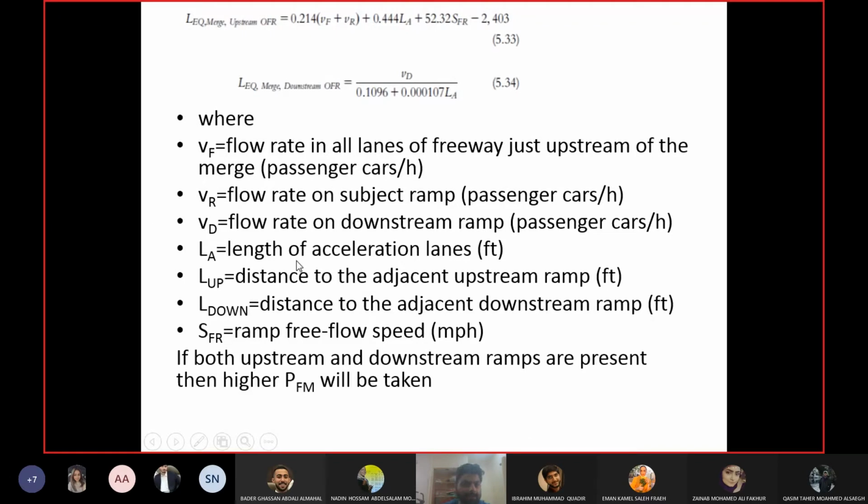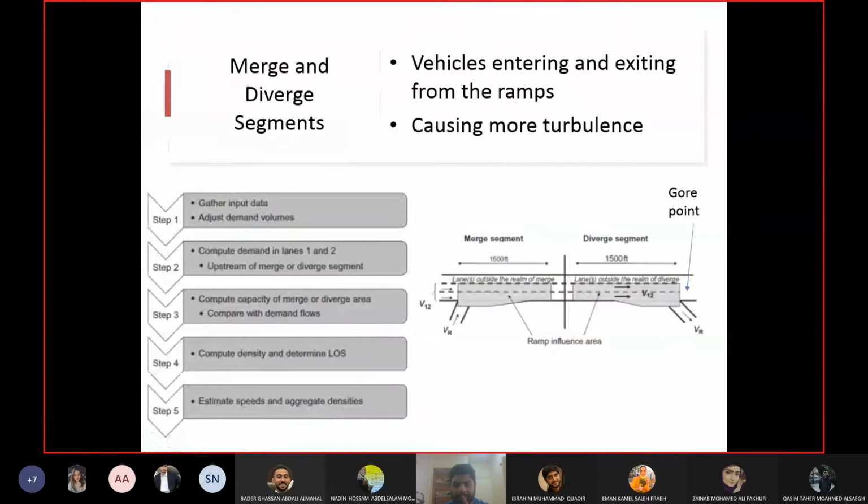LA, I think I did not explain this term earlier. LA is the length of the acceleration lane. What is an acceleration lane? We are talking about a merge area, so this is an acceleration lane. You come up from the ramp onto the freeway, and then you have this space available to you to accelerate before you merge onto the freeway. The length of the acceleration lane is measured from here till here, from the gore point till the point where the lane completely goes off.